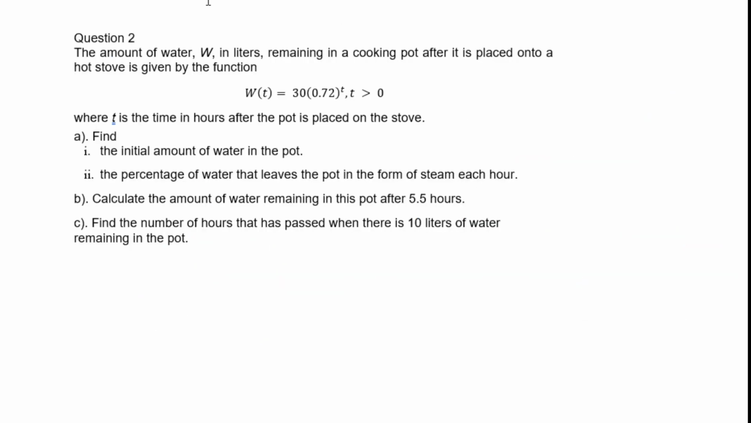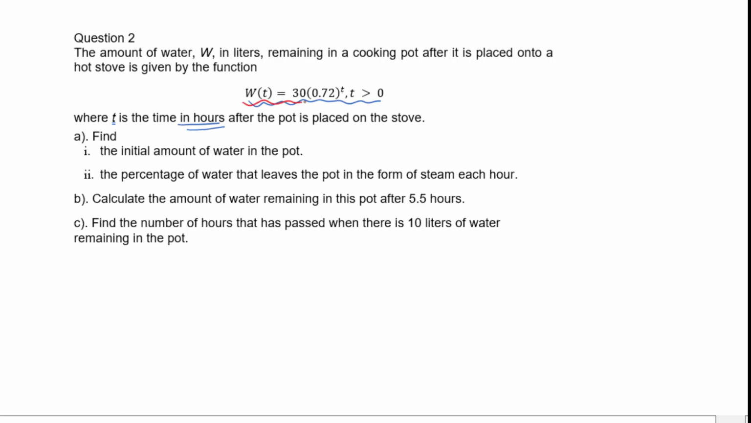Let's go to question 2. The amount of water W in liters remaining in a cooking pot after it's placed onto a hot stove is given by the function W of T equals 30 times 0.72 to the T's power, T greater than 0, where T is the time in hours after the pot is placed on the stove. Find the initial amount of water in the pot and the percentage of water that leaves the pot in the form of steam each hour.